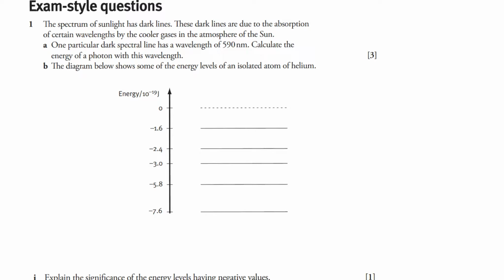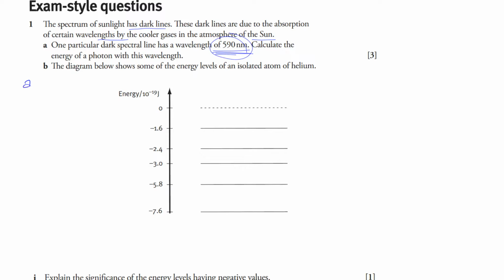Number 1. The spectrum of sunlight has dark lines. These dark lines are due to the absorption of certain wavelengths by the cooler gases in the atmosphere of the sun. One particular dark spectral line has a wavelength of 590 nanometers. Calculate the energy of a photon.